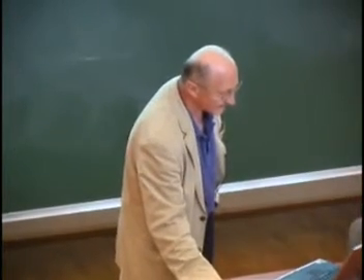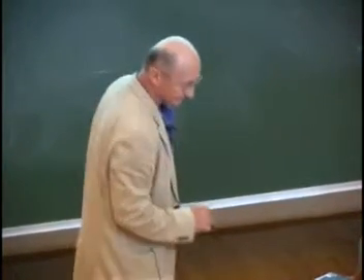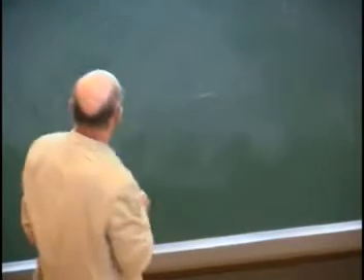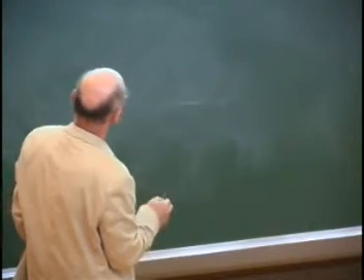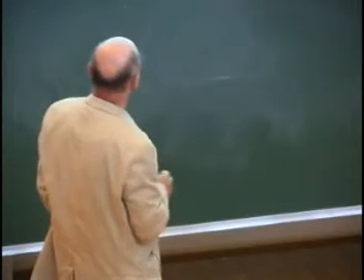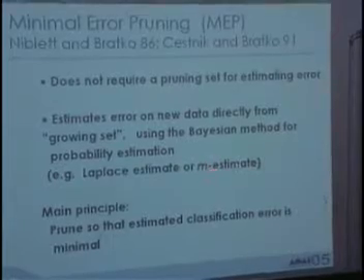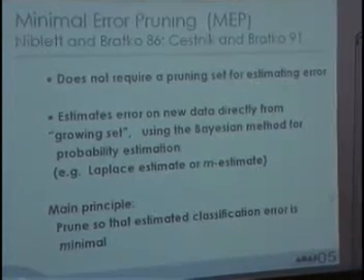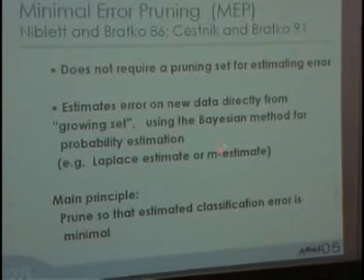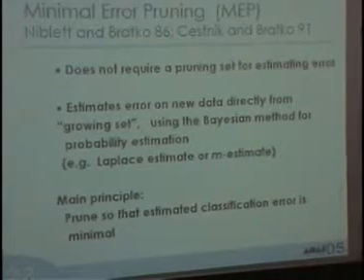Now the point of this method is that it does not require a pruning set for estimating error. So it's useful in the cases when we have a shortage of data. It estimates error on new data directly from the growing set using the Bayesian method for probability estimation. One possible estimate is called the Laplace estimate. Another one, more sophisticated, is called the M estimate. And if you remember, when I played with Orange, there was a parameter M playing a most important role. This is the M that comes from probability estimate.